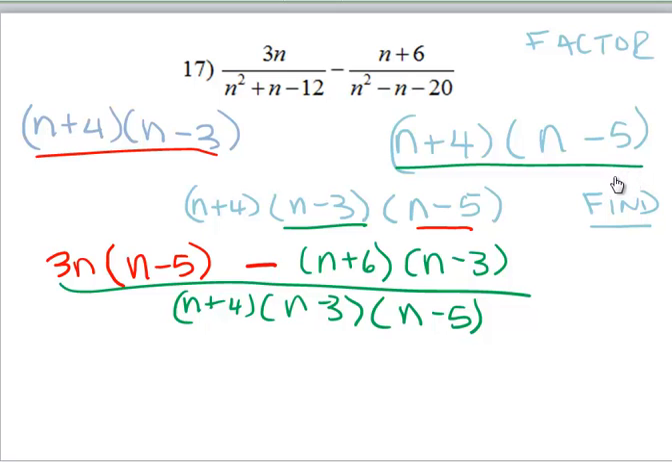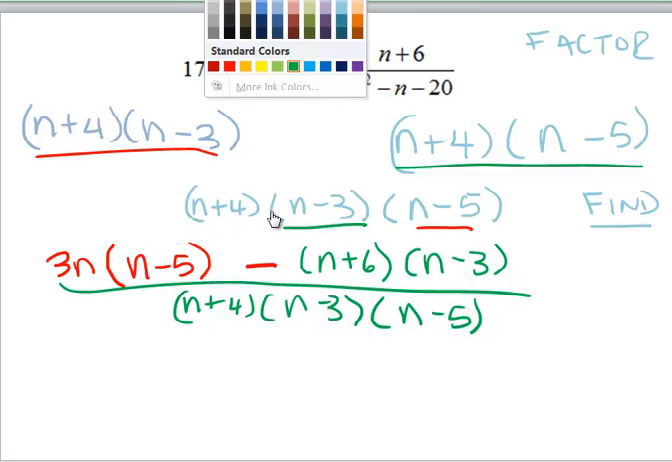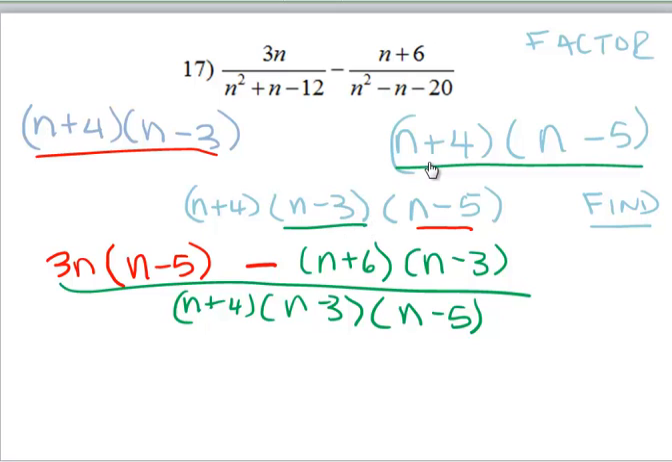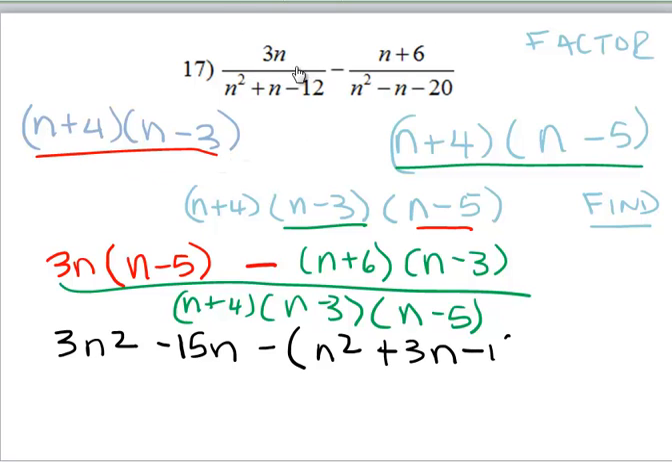Again, a lot of this is just good housekeeping and keeping things tidy and straight and watching your signs. So let's take a look at what happens when we do the math. 3n times n, so 3n squared. 3n times negative 5, minus 15n. And then here I have minus n times n, n squared. And I'm putting these in parentheses because I want to deal with this subtraction issue in a minute. Anyway, n times n is n squared, so that's negative 3n, positive 6n, so that gives me positive 3n minus 18.